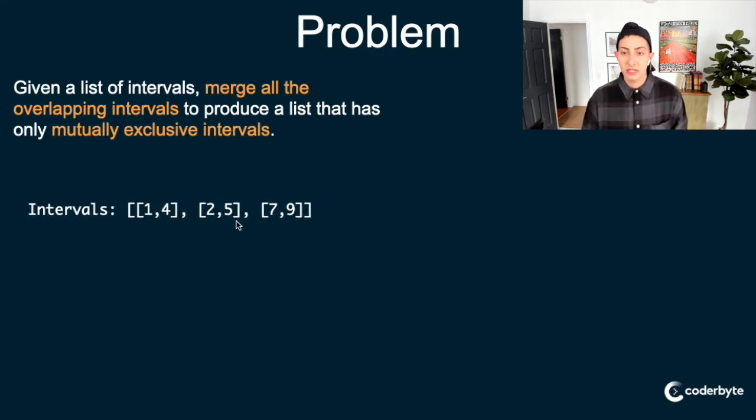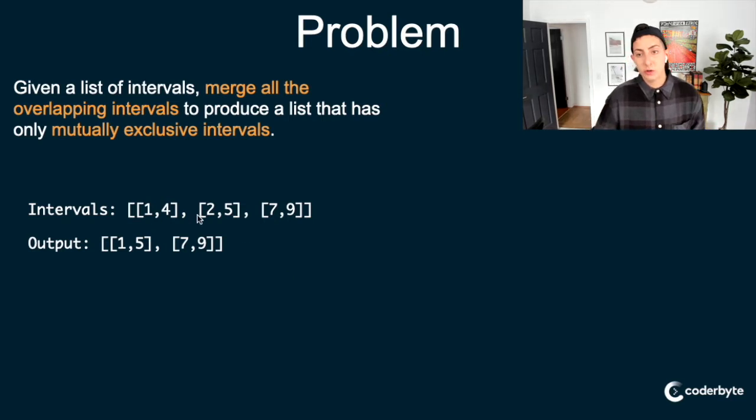So here we have some intervals. It's not necessarily time-based, right? It's just numbers in this case. So we have an interval 1, 4, we have an interval 2, 5, we have an interval 7, 9. And our goal is to somehow return only the mutually exclusive intervals, and we can merge all of the overlapping intervals. So 1, 4 and 2, 5 clearly overlap. So we can merge those and take the earlier of the two, which is 1, and the later of the two, which is 5, and merge them into 1, 5.